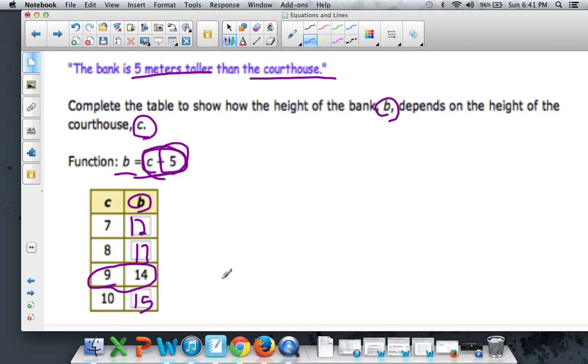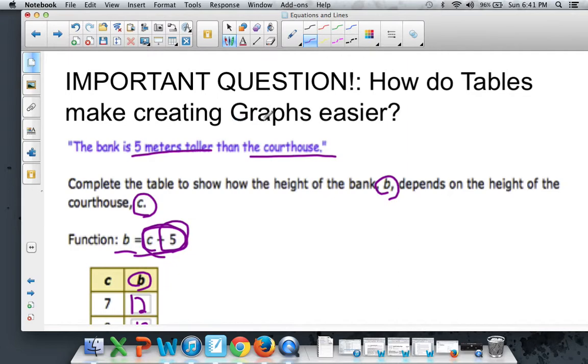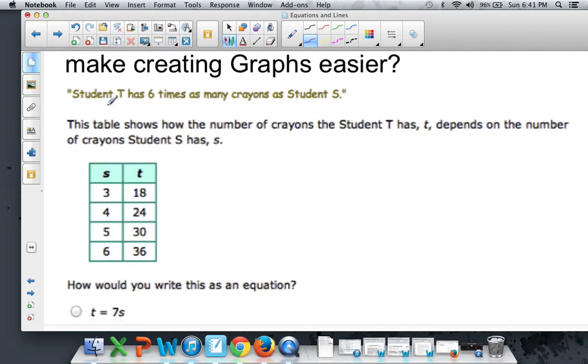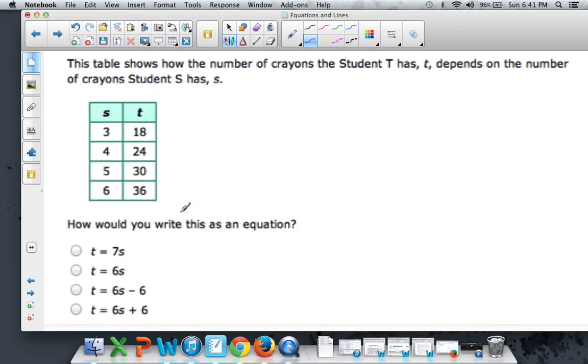But it's easy once you understand, there's a pattern here. I've got it. How do tables make creating graphs easier is the important question I ask you. Well, we'll find out very soon. Let's take a look at this table and see which equation it matches up with. How would you write this as an equation?